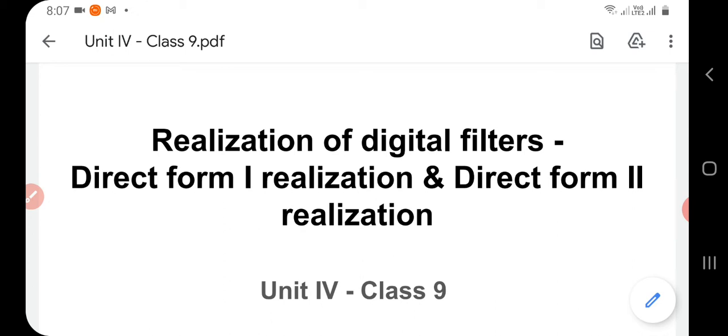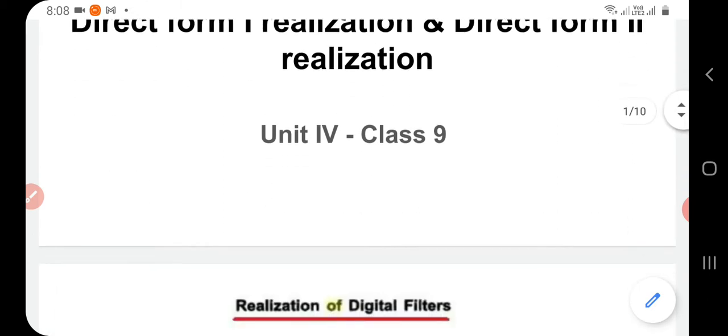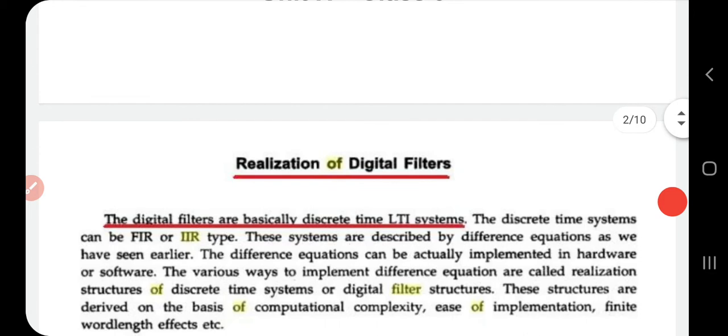Okay, now from an exam point of view, direct form 1 realization and direct form 2 realization are very important. If it is asked like an essay question, then you can refer to class 9, or if it is asked as a short answer type question, then you can refer to the same topic from class 8, because class 9 is exactly the same as class 8 but explained in an elaborate way. Okay, so let us begin the session.